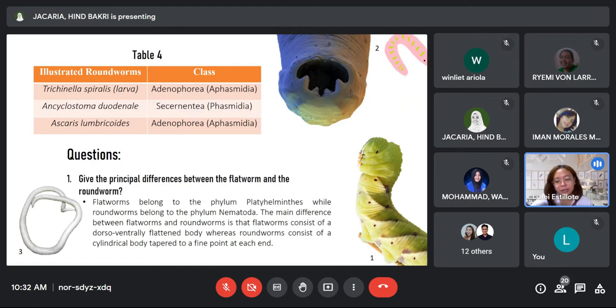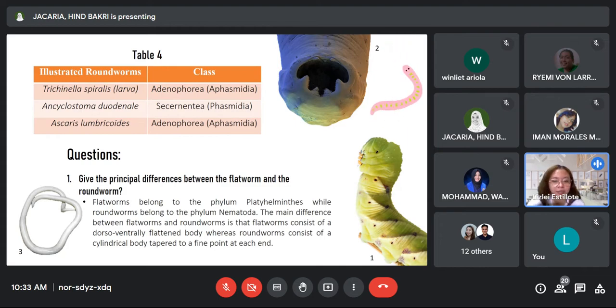The class Aphasmidia also has well developed mesenterial tissue and caudal adhesive glands are present. These mesenterial tissue are continuous set of tissues attached in abdomen.